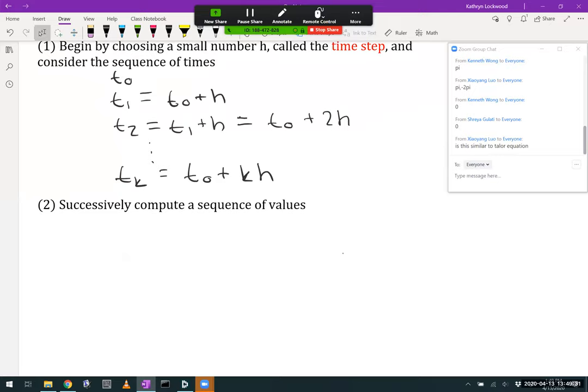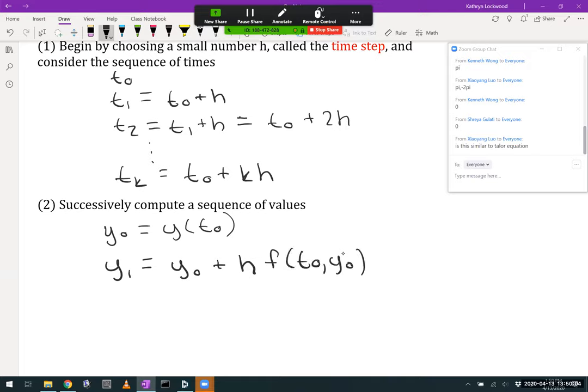Now we're gonna successively compute a sequence of values that goes with this, the y coordinates. You have your y naught. That's the initial value you're given with the initial condition. Then you're gonna approximate first by the tangent line. And the y coordinate of the endpoint of that, y1, is equal to y naught plus your time step times the slope, f of t naught, y naught.